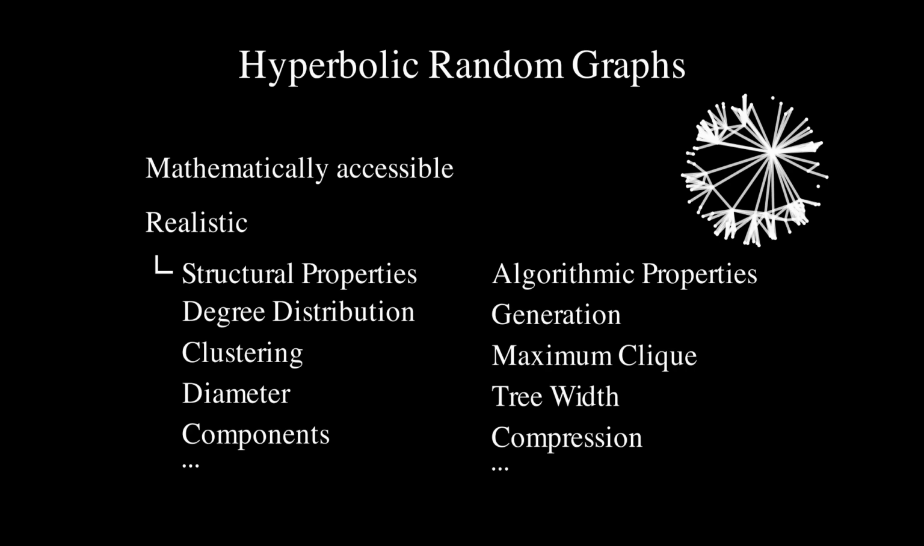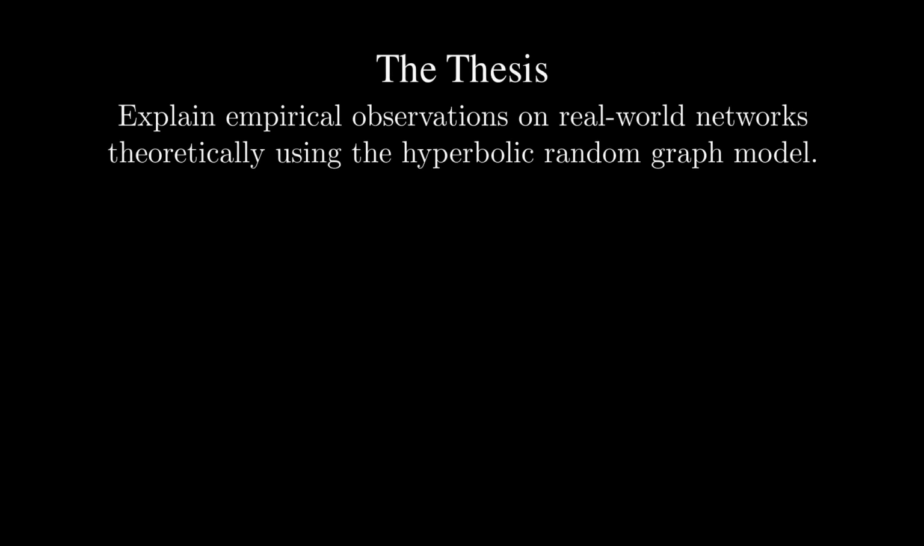However, from an algorithmic perspective, what's been mainly missing so far are the ties to real-world networks. Can we learn anything about how algorithms perform in practice by studying hyperbolic random graphs? During my studies, we have performed a series of analyses to explain empirical observations theoretically using the hyperbolic random graph model.